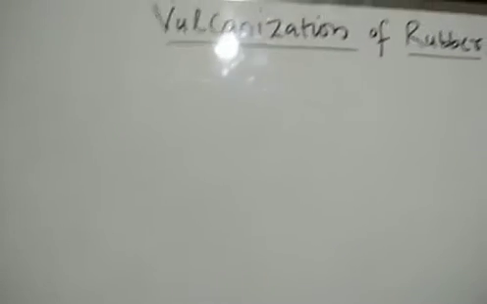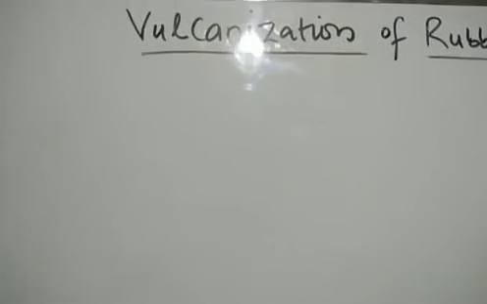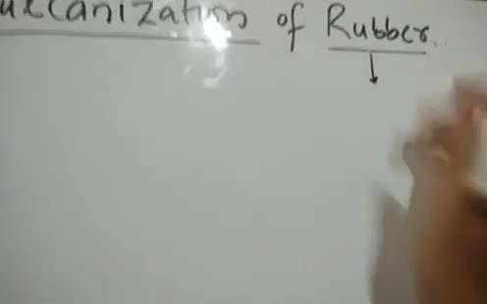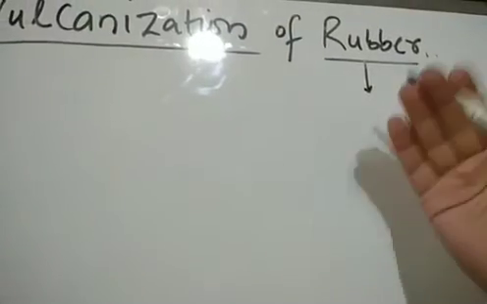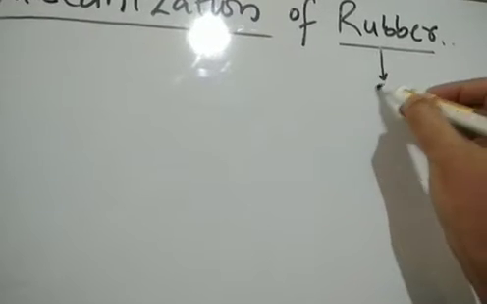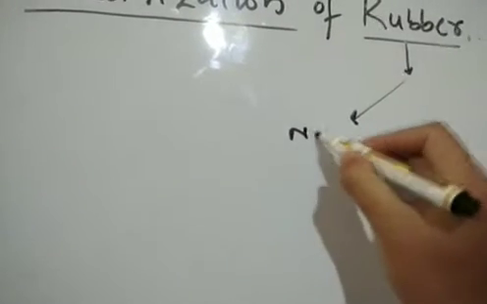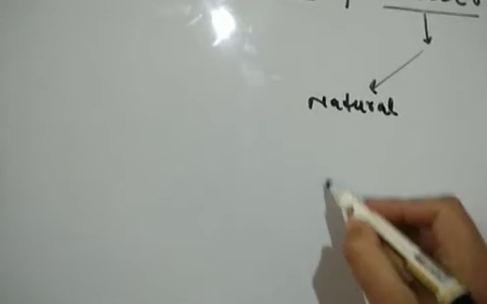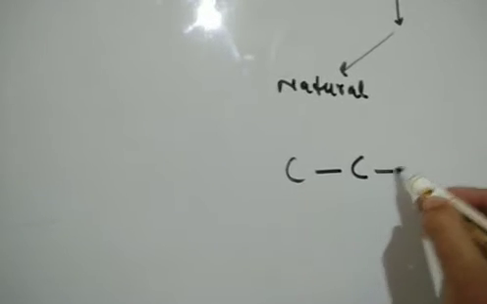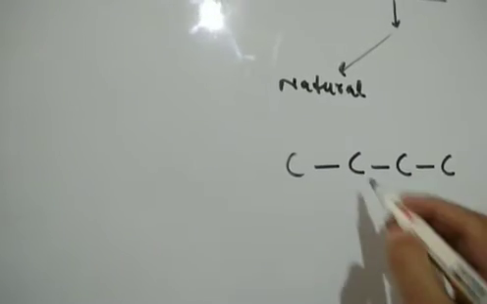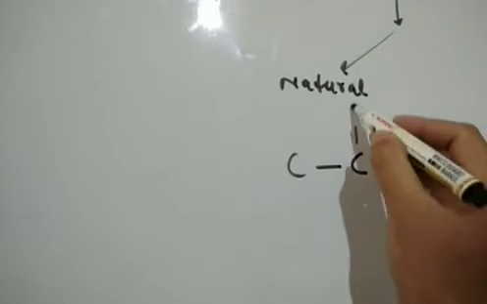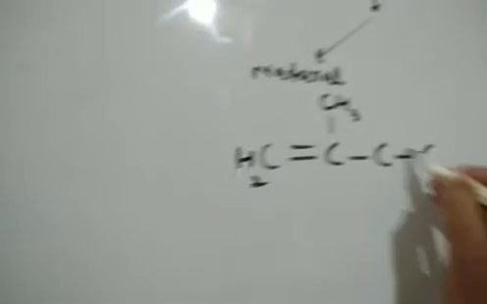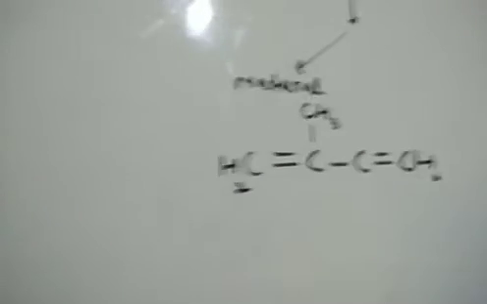Okay. Vulcanization of rubber. Before starting the vulcanization of rubber, what is rubber actually? It's a polymer whose monomer we know. If we talk about natural rubber, its monomer is basically this: 2-methyl-1,3-butadiene. We have discussed this before as well. You have CH2 here, you have one double bond here. So this is the monomer of natural rubber.